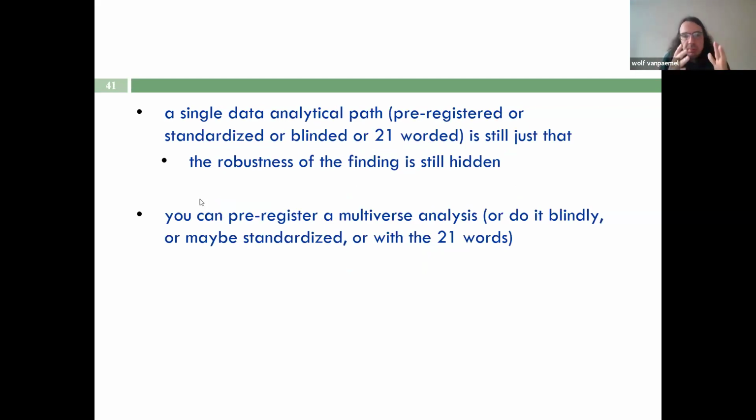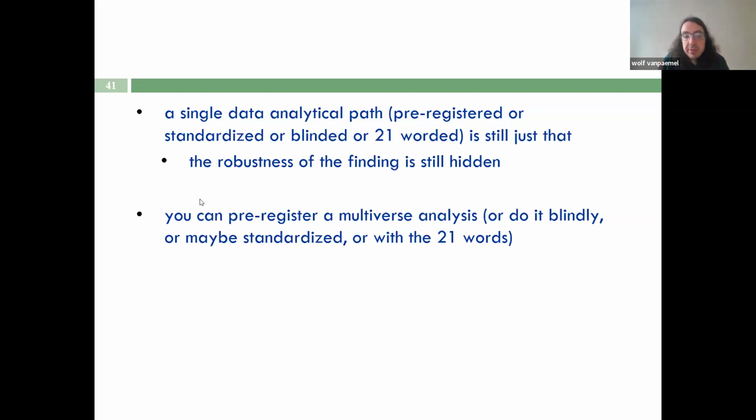So if you do any way in which you only provide one single data analytical path, either in a pre-registration or by standardization or blinded or in a many-analysts context, the robustness of the finding, what is the impact of my choices on my finding, is always hidden. So that's why I think these are not the perfect solutions either. Maybe for the freezing part of the researcher degrees of freedom, but still it misses out something important, and that's the fact that our choices can have such a large impact.